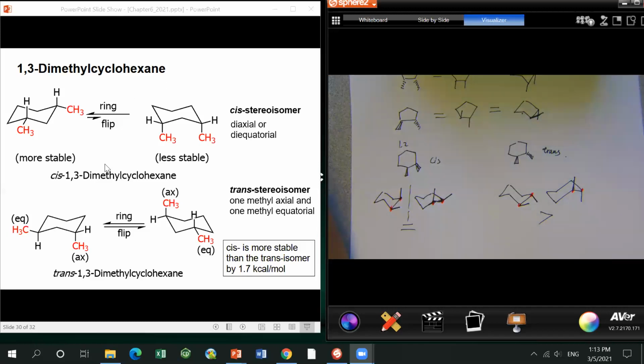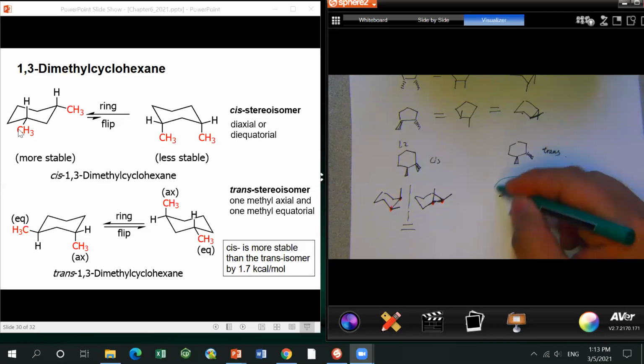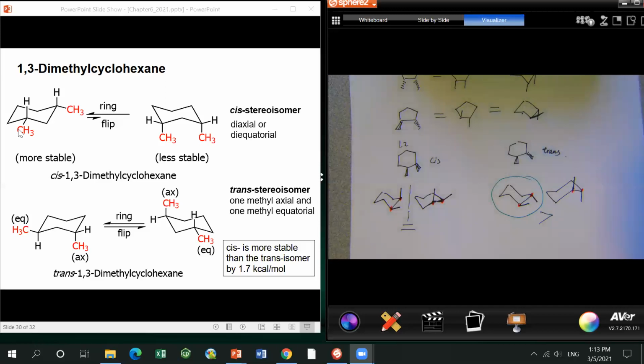For the 1,3, cis is more stable than trans. Cis can put both methyl groups at equatorial positions. But for 1,2, trans is more stable, because with trans you can put both methyl groups at equatorial positions. So it's hard to see a certain rule. It really depends on your situation and the relative positions, cis or trans, so you have to do individual analysis. So that's for two same substituent groups.